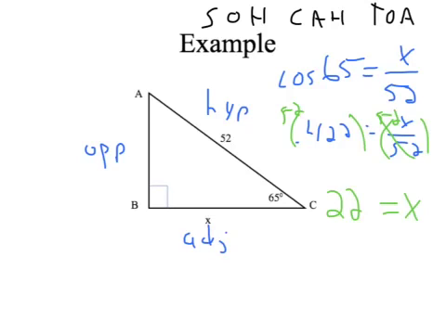So SOHCAHTOA, remember that phrase: sine is opposite over hypotenuse, cosine is adjacent over hypotenuse, tangent is opposite over adjacent.